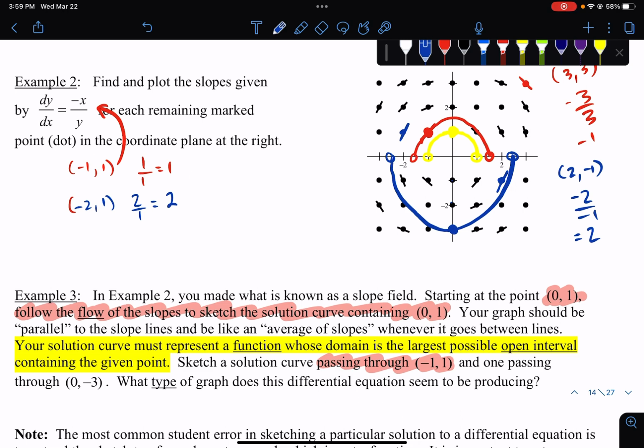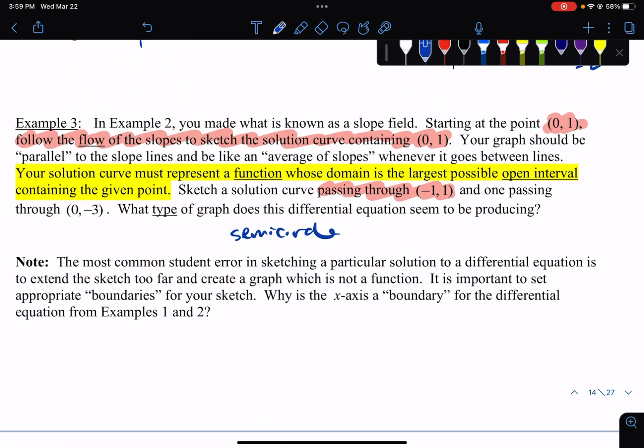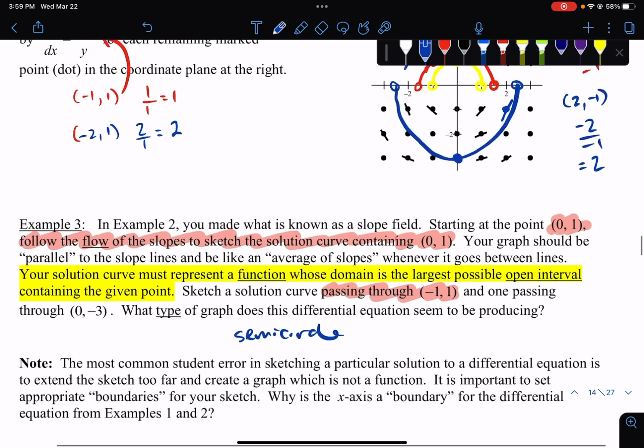What type of graph does this differential equation seem to be producing? So my function that gave me this dy/dx looks like it's probably a semicircle or something like that. Okay, again, the most common error, which I brought up already, is when you're sketching, you go beyond, you sketch too far.